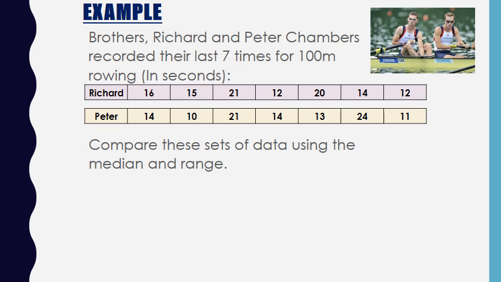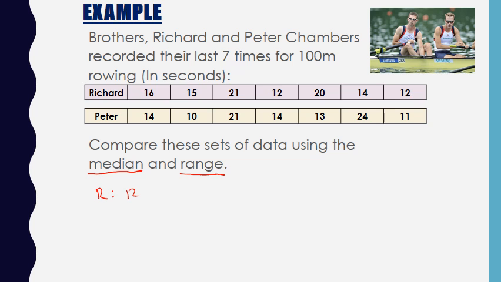Okay, so looking at this question here, we've been asked to compare these sets of data using the median and the range. And you always have to use one measure of average and also the range to compare data. So the first thing we're going to do is look at finding the median for Richard. So remember, the first thing we have to do is to put these numbers in order.